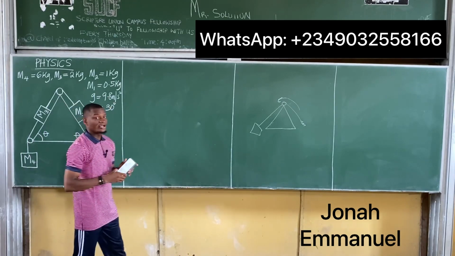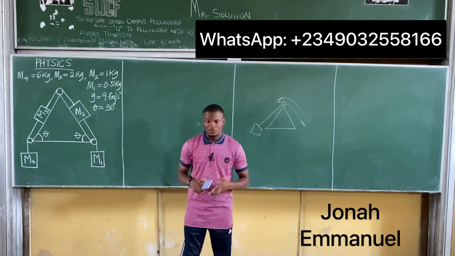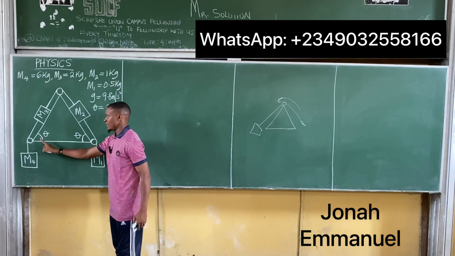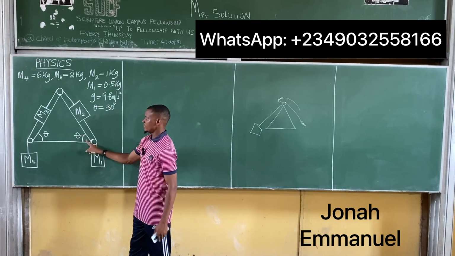In this question, you were not given theta 1 and theta 2. So hence, these two angles are the same thing. So here is 30 degrees, and here is also 30 degrees, are the same thing.